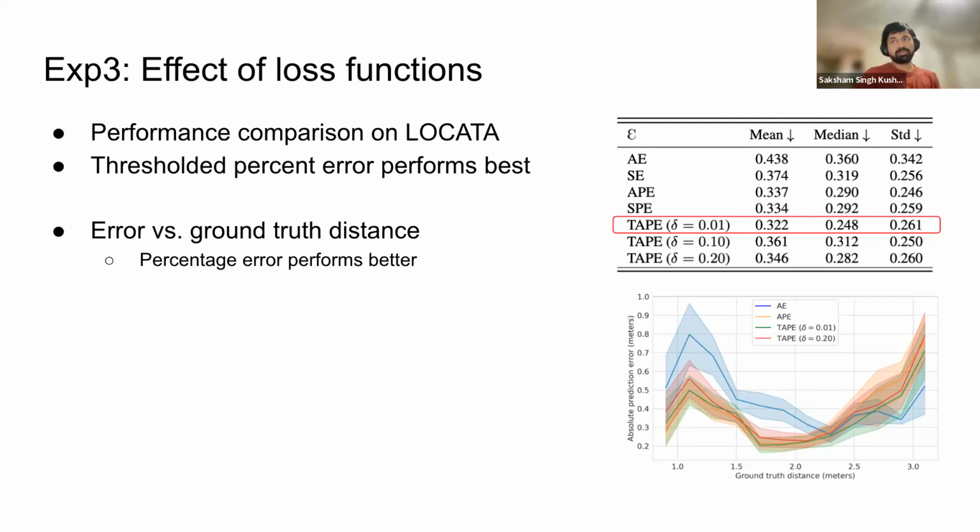As we can see, the blue, which is the absolute distance, has lesser loss for bigger ground truth, while for the smaller ground truth, it has larger error as compared to other percentage-based errors, which have comparatively more uniform error with respect to ground truth.